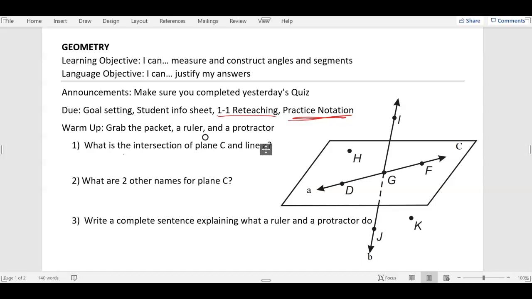All right, now we're going to talk about rulers and protractors later, but for the warm-up, number 1, it says, what is the intersection of plane C and line A? So, plane C, does everyone see this flat surface right here is C, and line A, remember, you can have a little lowercase letter for a line. So again, flat surface and a line. Now, y'all know intersection means where they touch, right? So where does this plane touch this line? What do y'all think?